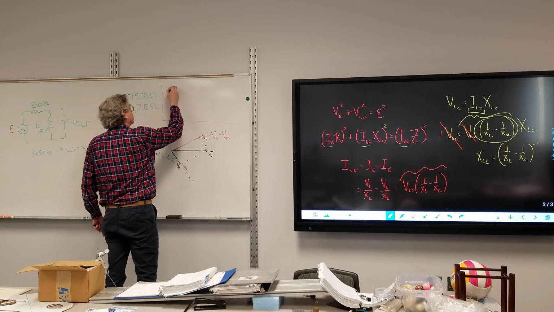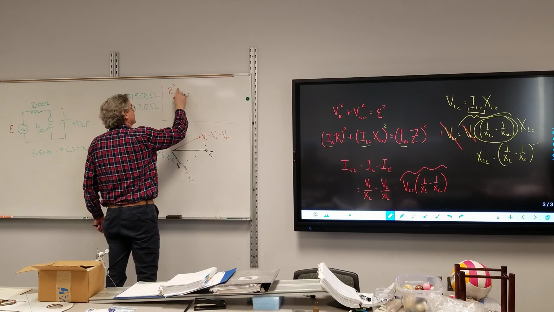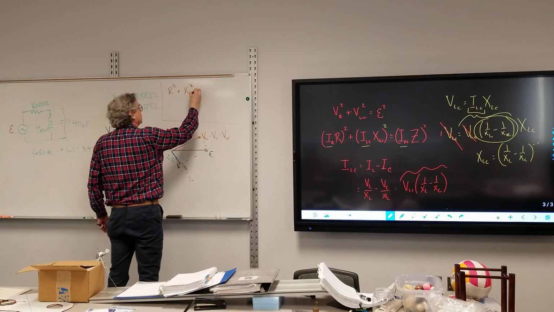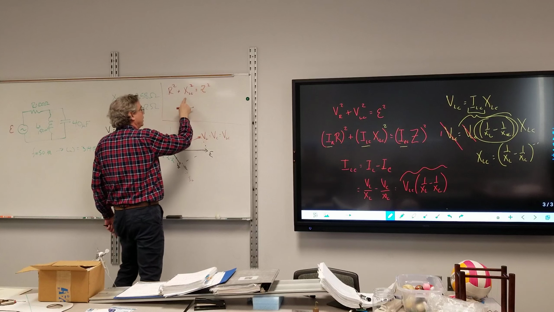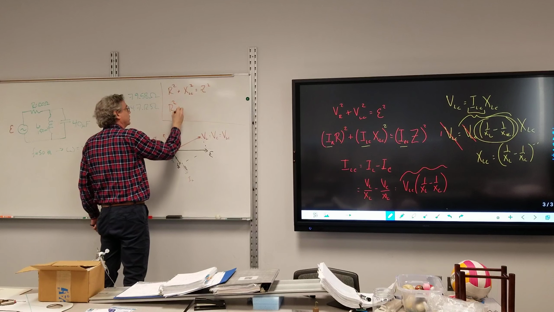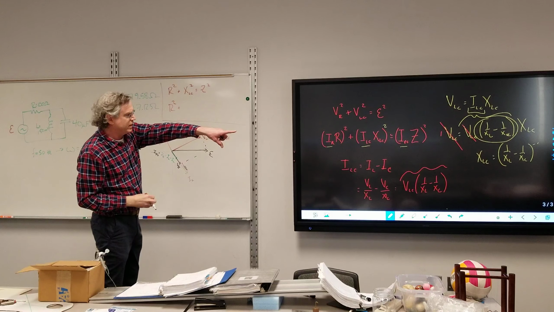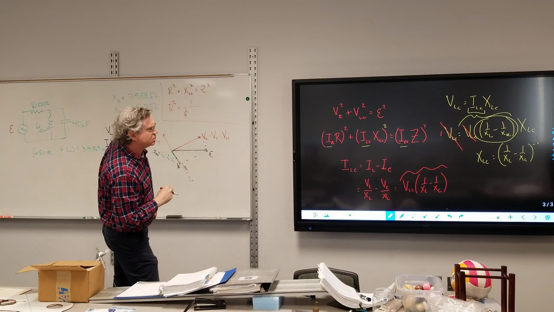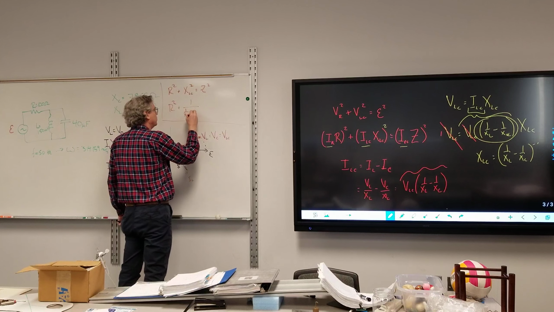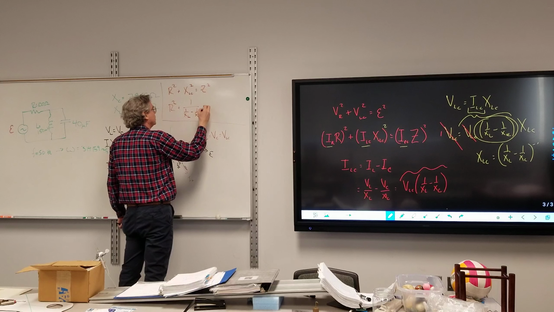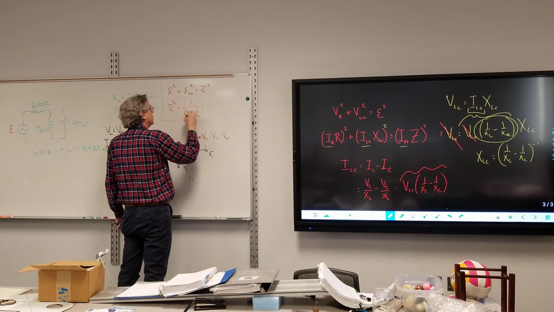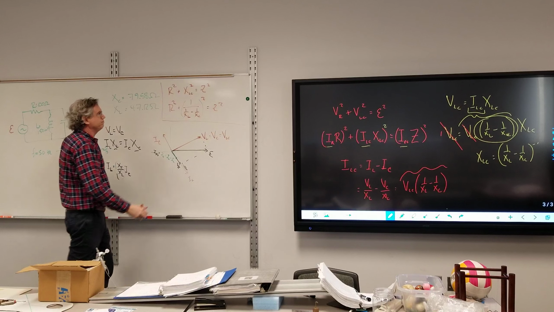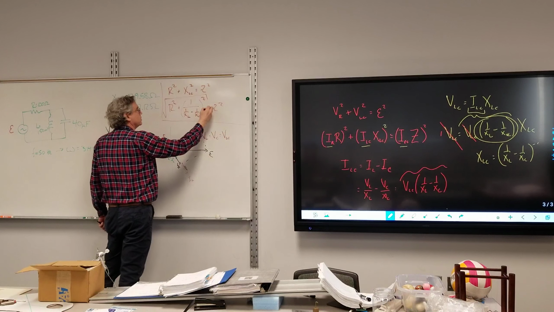So I'm left with R squared plus XLC squared equals Z squared. R squared plus XLC, which is that mess over there, 1 over X sub L minus 1 over X sub C, squared equals Z squared. Or just take the square root of both sides.